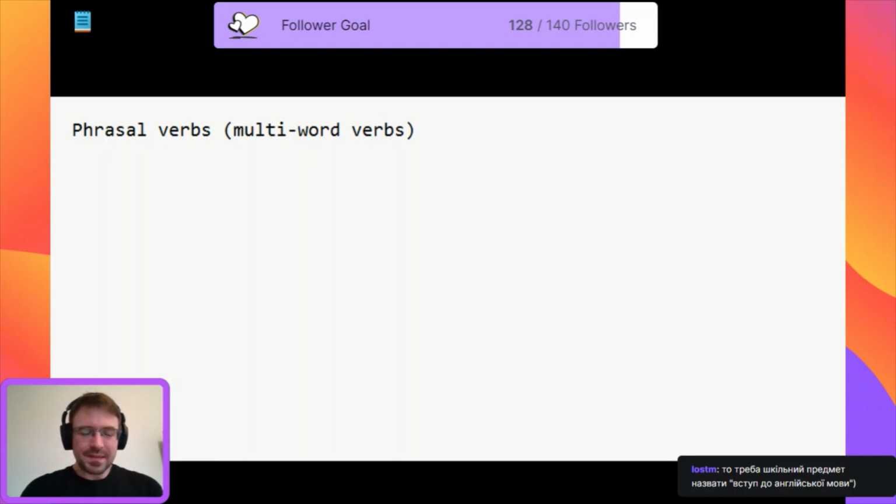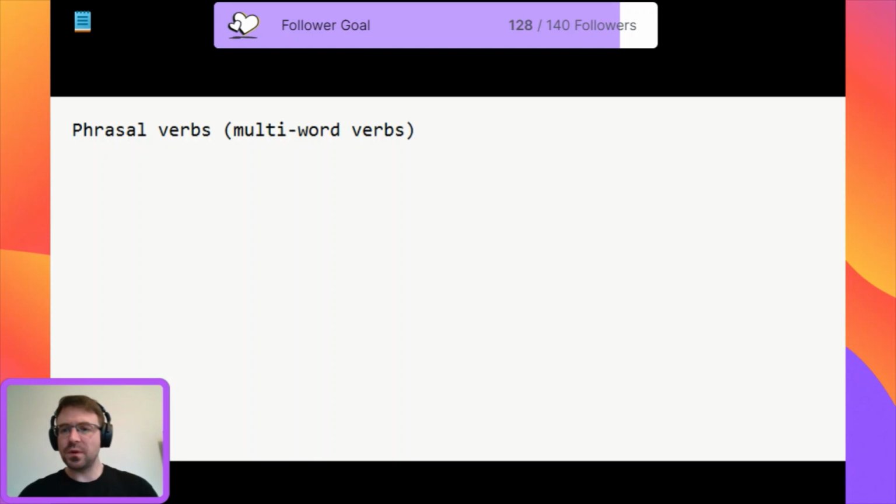So let's now have a look at these phrasal verbs, these multi-word verbs. And it's one of those things where multi-word verbs are, I won't lie to you, a nightmare. They are an absolute nightmare.